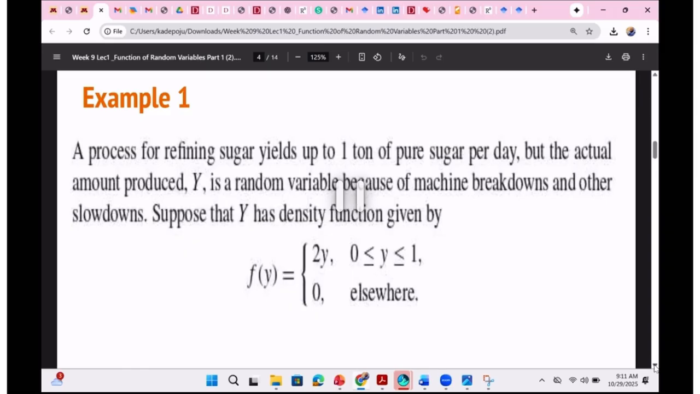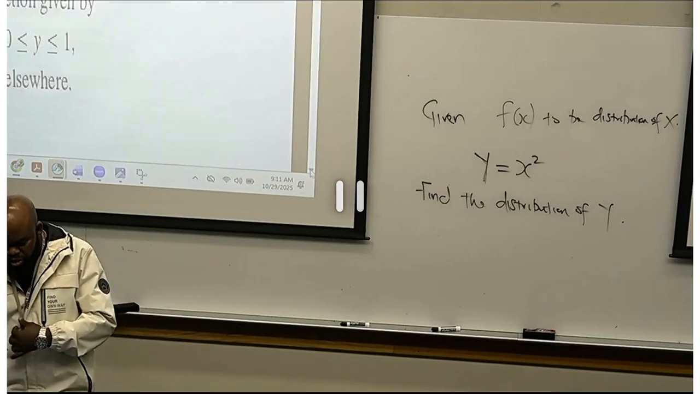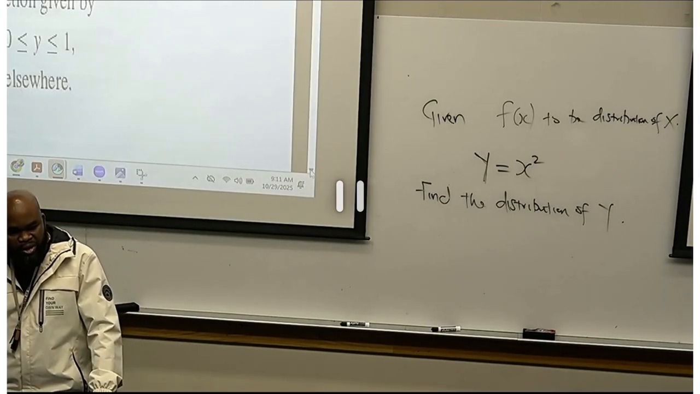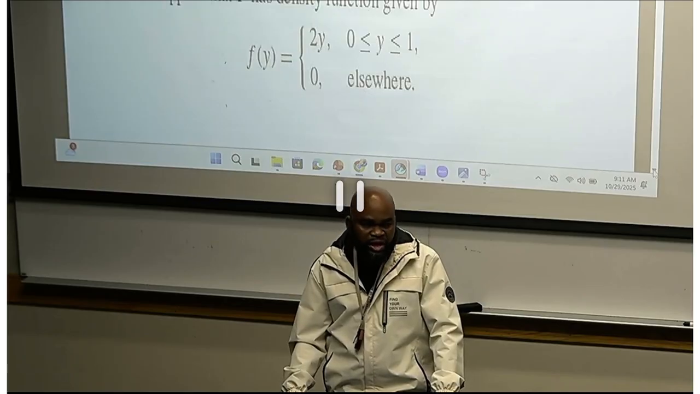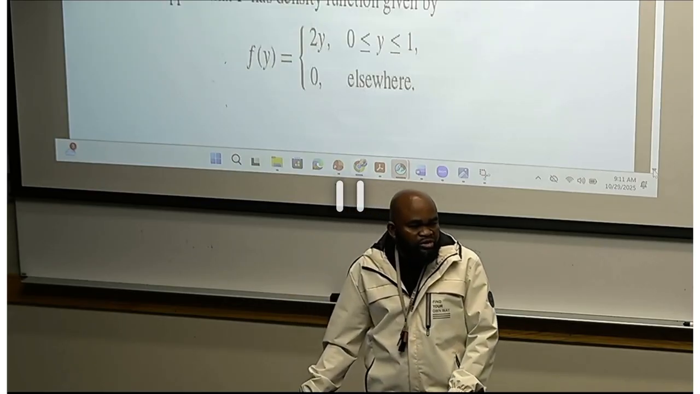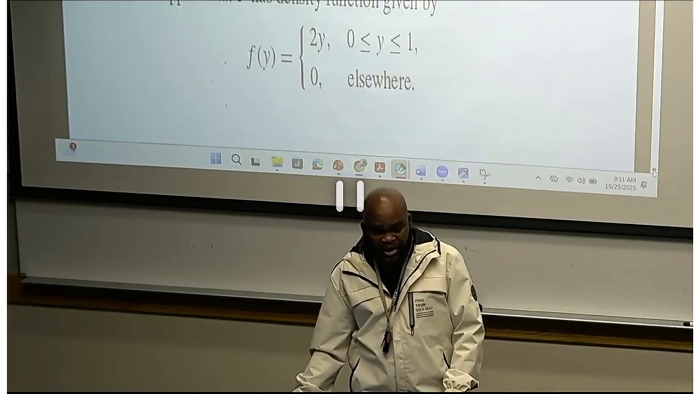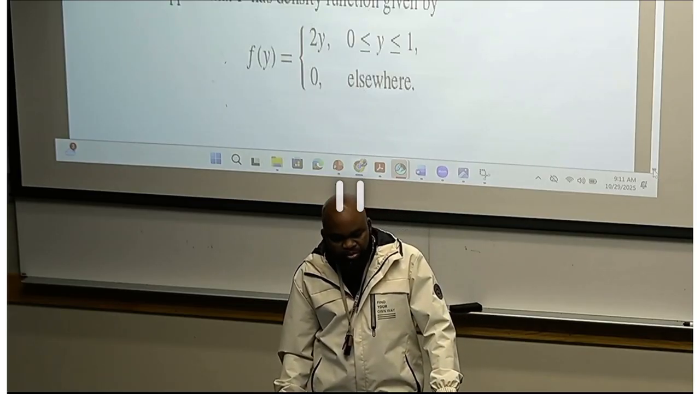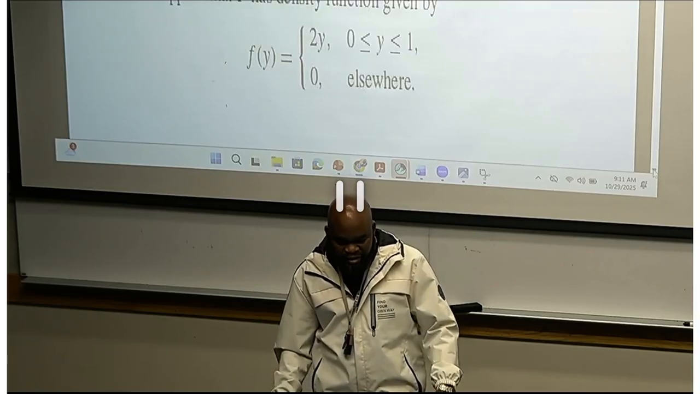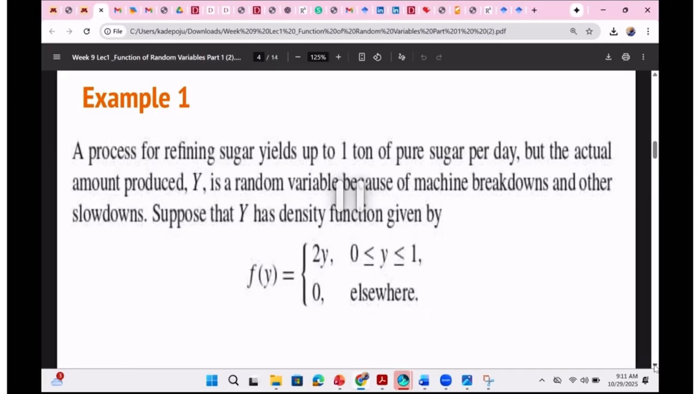Let's take a look at this example. A process for refining sugar yields up to 1 ton of pure sugar per day, but the actual amount produced, Y, is a random variable because of machine breakdowns and other slowdowns. Of course, they're trying to tell us here that Y varies. The sugar produced will vary because we could have situations where machines break down, or at times we could have some slowdowns.